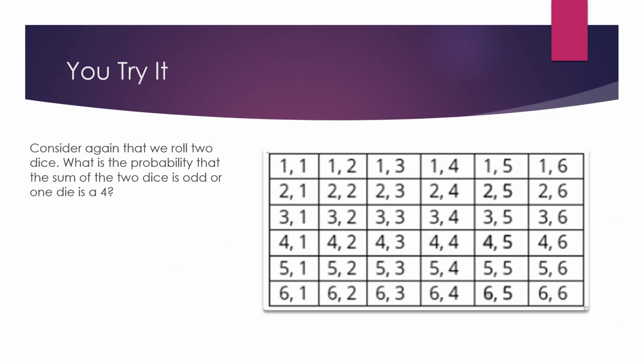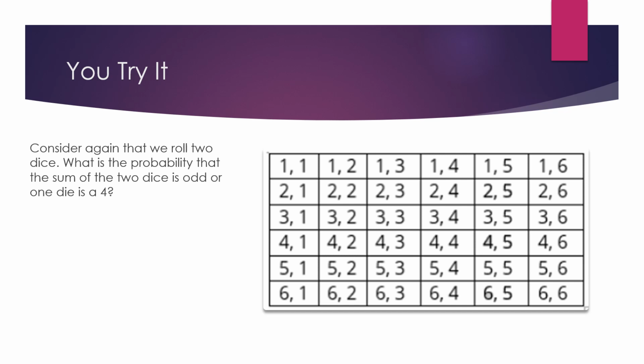Okay, so now this is a you try it. So after I read the problem, pause the video, see if you can figure it out. So we're going to roll the 2 dice. We want to know the probability that the sum of the dice is odd or a single die is 4. So be careful on it. It is not the same problem as before, but pause the video and then come back for a way to work it.